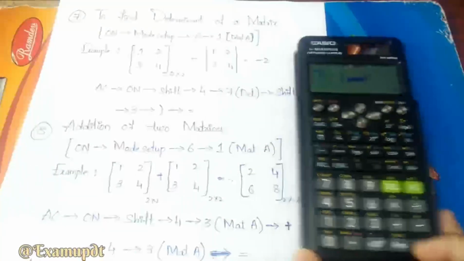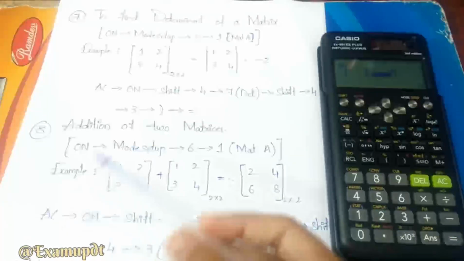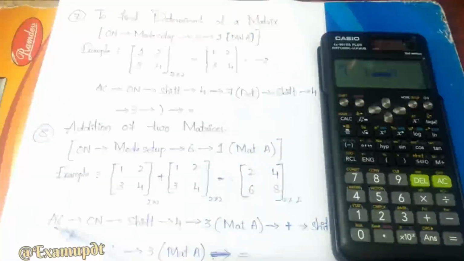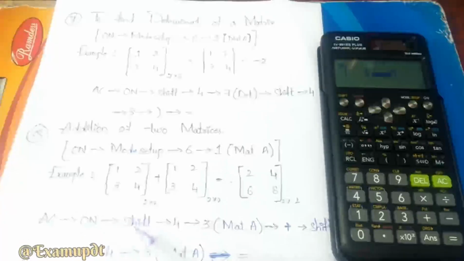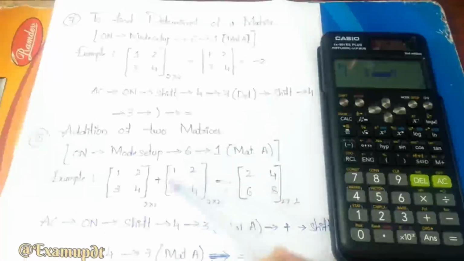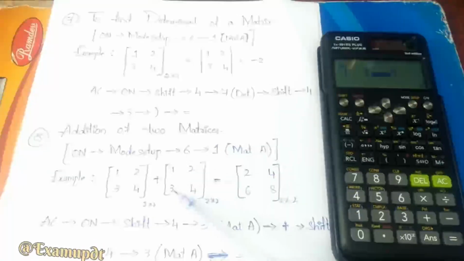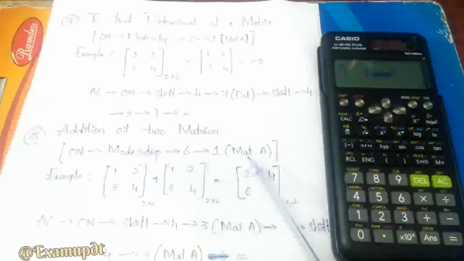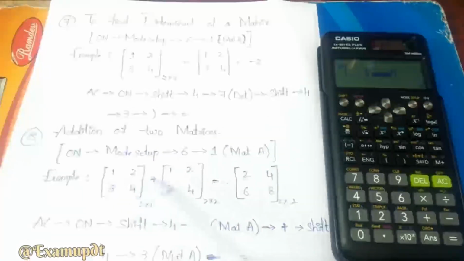You can also see the steps here. After entering the values, again we have to click on AC to save the values. Then shift 4 and 3, matrix A plus. Instead of this matrix you can also take another matrix. For that you have to enter the values in a second matrix. You can take it as matrix B or matrix C, it depends on your choice. As I am performing the addition on the same matrix, I have taken matrix A plus matrix A.